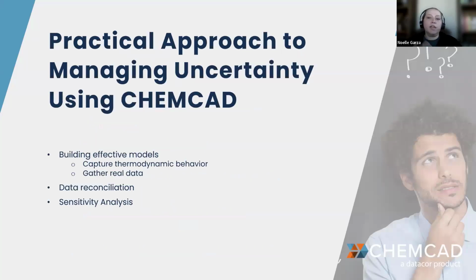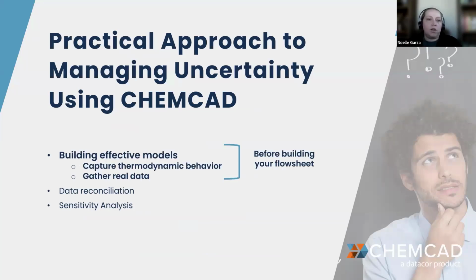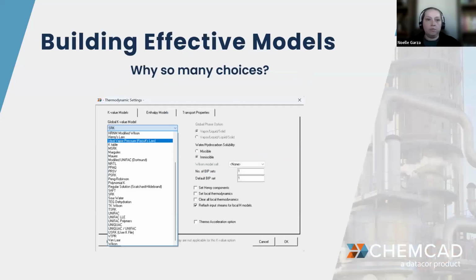So we're going to look at a few tools available to you in ChemCAD. First, we're going to start with before building your flowsheet, when you're thinking about what you're going to input to the flowsheet, what data you've gathered, and the behavior you can expect from your process before you're building your model. And so that's involving the uncertainty around thermodynamic behavior and how to use ChemCAD to test thermodynamic behavior and choose the right model.